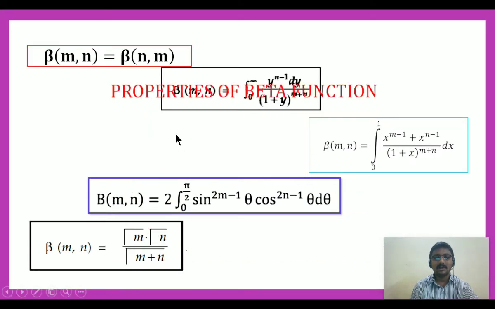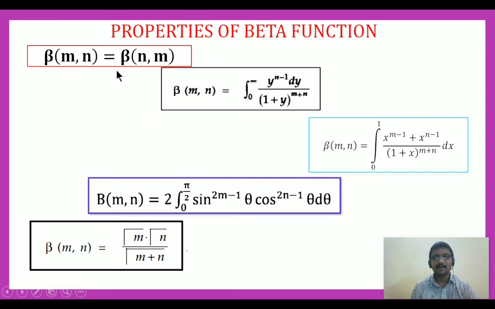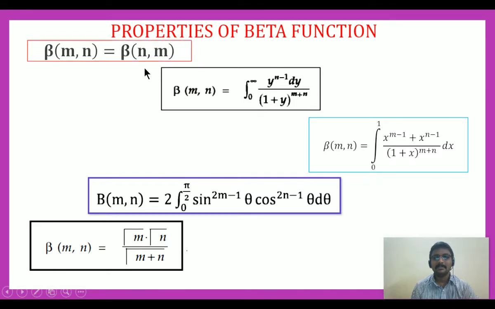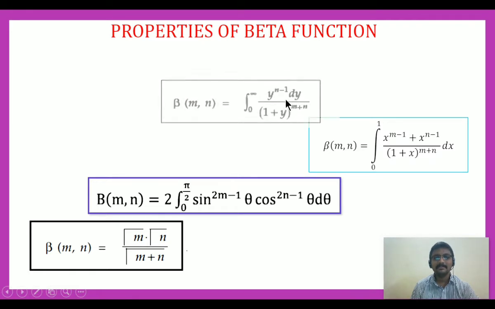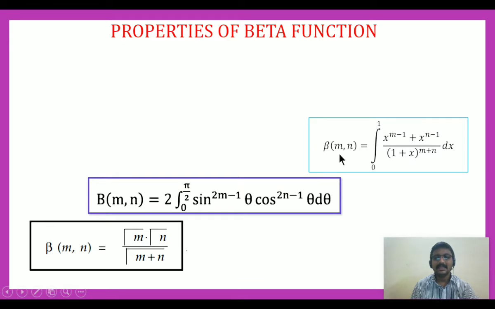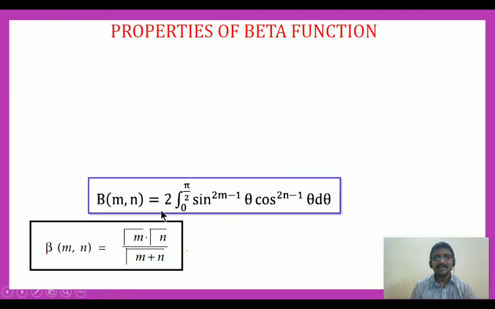The properties of beta function: beta of m, n is always equal to beta of n, m. Beta of m, n is equal to the integral of 0 to infinity y to the power of n minus 1 upon (1 plus y) whole power m plus n dy. Beta of m, n is the integral of 0 to 1 (x power m minus 1 plus x power n minus 1) upon (1 plus x) whole power m plus n dx. Beta of m, n is 2 into the integral of 0 to pi by 2 sine power 2m minus 1 theta cos power 2n minus 1 theta d theta.